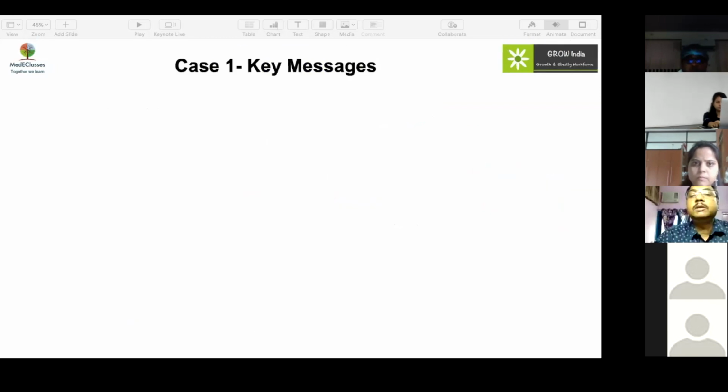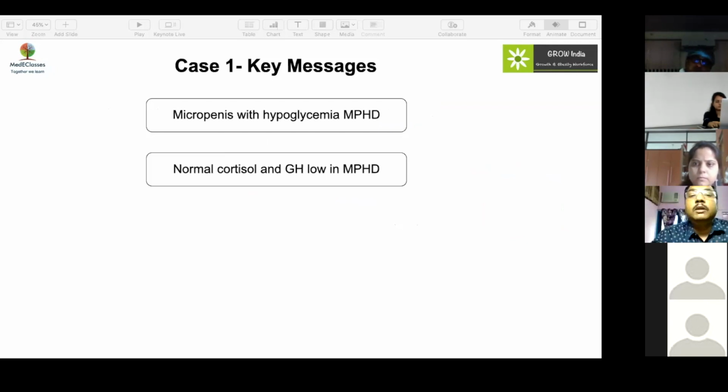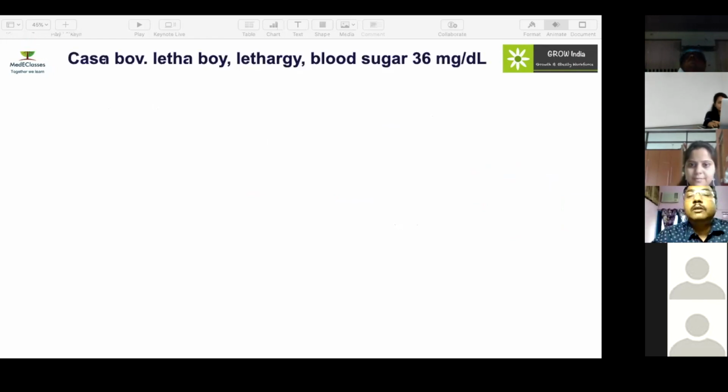So my point is that micropenis with hypoglycemia, multiple pituitary hormone deficiency should be suspected. Normal cortisol and low growth hormone can be there in multiple pituitary hormone deficiency. Thank you, sir. Next, please.